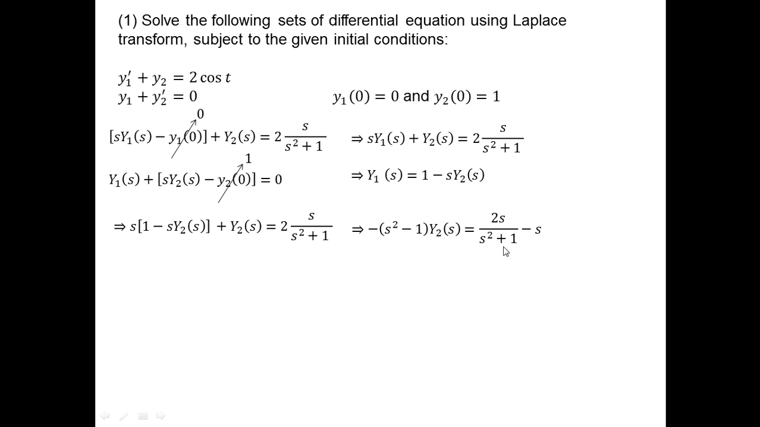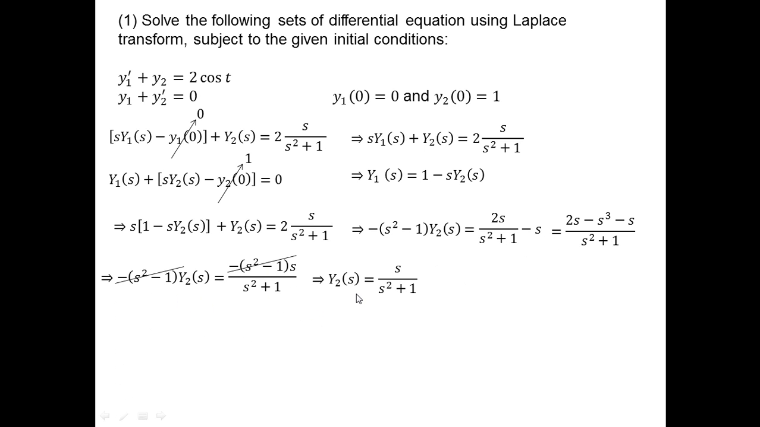If I get the common denominator for these two items, I will have 2s minus s cubed minus s over s squared plus 1. Again, I just factor out s from this one. In fact, here is minus s cubed plus s, and I factor out s from it. And as you see, on both sides, I have the item minus s squared minus 1. These two items cancel out each other. So Y2(s) will be equal to s over s squared plus 1.